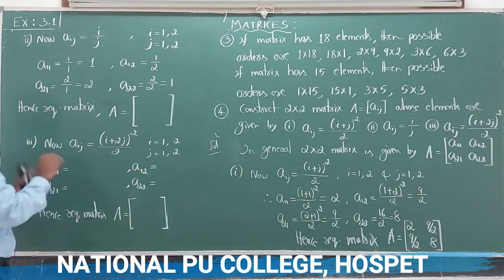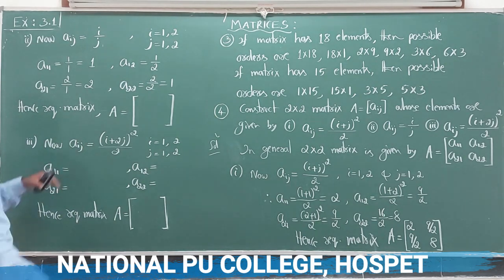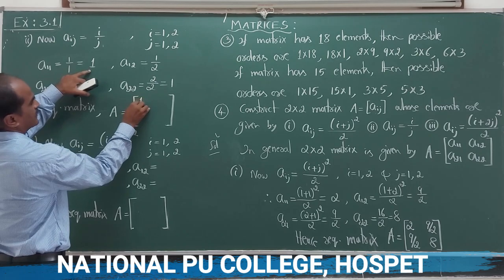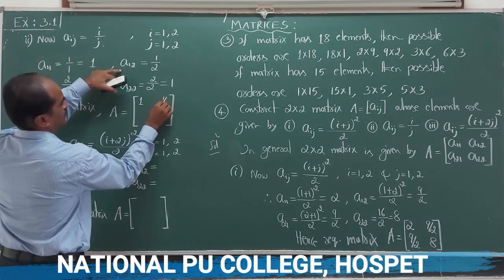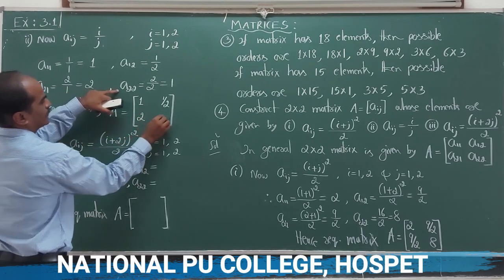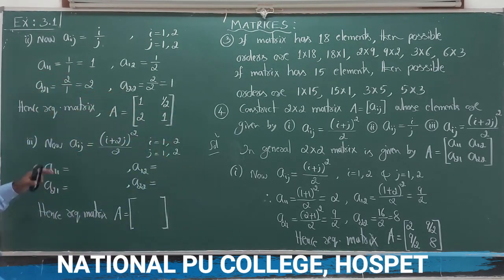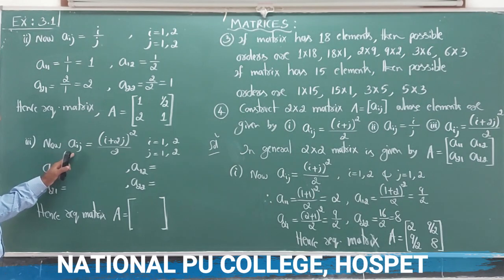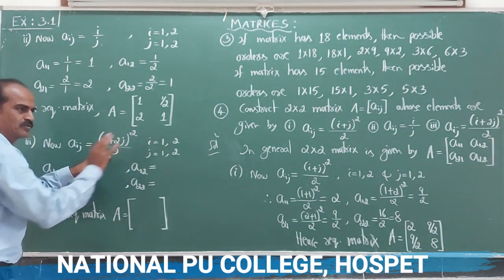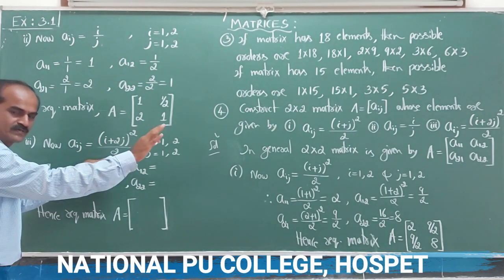Values are ready. Now, required matrix is given by, replace A11 with its value, that is 1. A12 is 1 by 2. In the second row, A21, 2, A22, 1. In the third question, they are given Aij is equal to (i plus 2j) whole square by 2. Here also i and j both are varying from 1 to 2 because we are going to construct a 2 by 2 matrix.